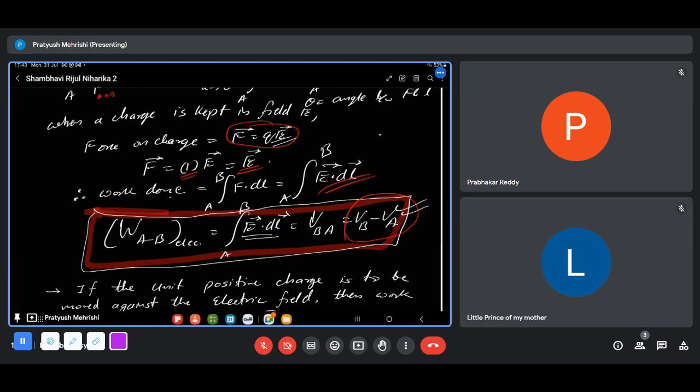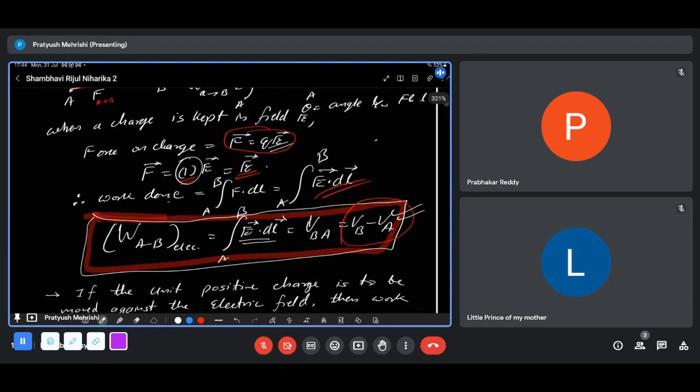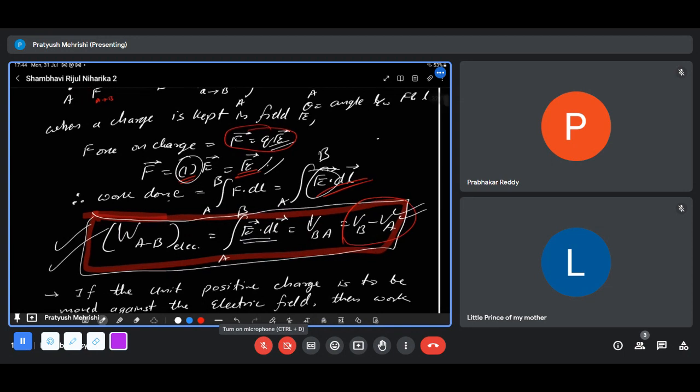So what will happen? Force will be equal to 1 into electric field. This is for 1 coulomb. Okay. 1 coulomb into electric field. So force is nothing but electric field. So instead of F dot dl, we can write E dot dl. Therefore, work done by electric field when we are moving from A to B is E dot dl. Got it now? E dot dl integration A to B. This is potential difference between B and A. VB minus VA equals integration A to B E dot dl. Okay, taken?